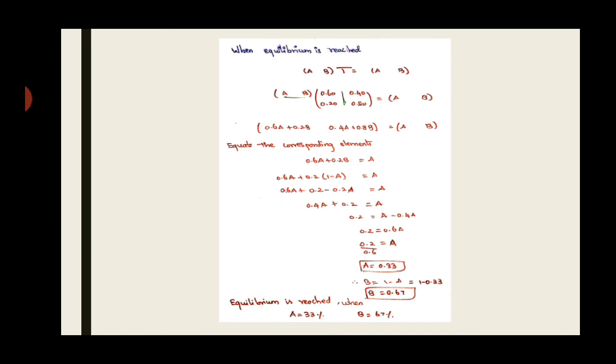Right. And after this we also have a subdivision: when is the equilibrium reached? When equilibrium is reached, the condition is AB into T equals AB. So AB is the same, and T from the question, equal to AB. Now I take the AB row and multiply with the first column of the T matrix, so I get 0.6A plus 0.2B. Then I take the AB matrix and multiply with the second column of T, so I get 0.4A plus 0.8B equal to AB.